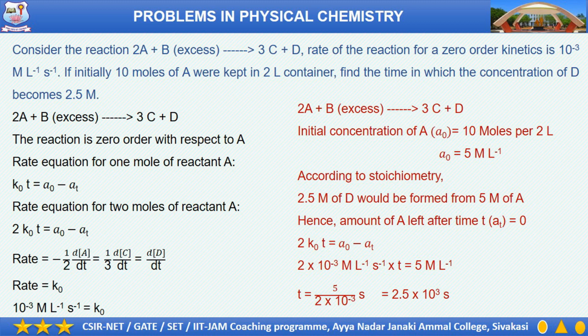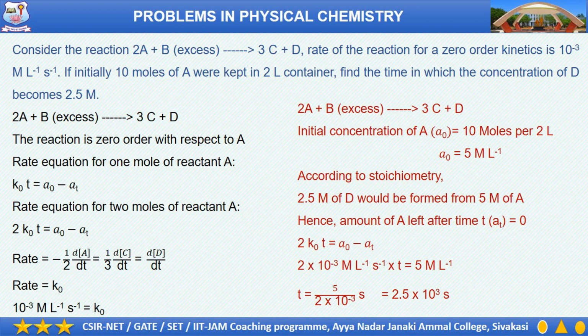consumed after time T. But here, what is given? What is the time in which the concentration of D becomes 2.5 molar? Here the D concentration should be 2.5 molar. At that time, what is the time? So far, we have seen A_T as the concentration left of the reactant A. Here the problem gives the concentration of D, 2.5 molar.